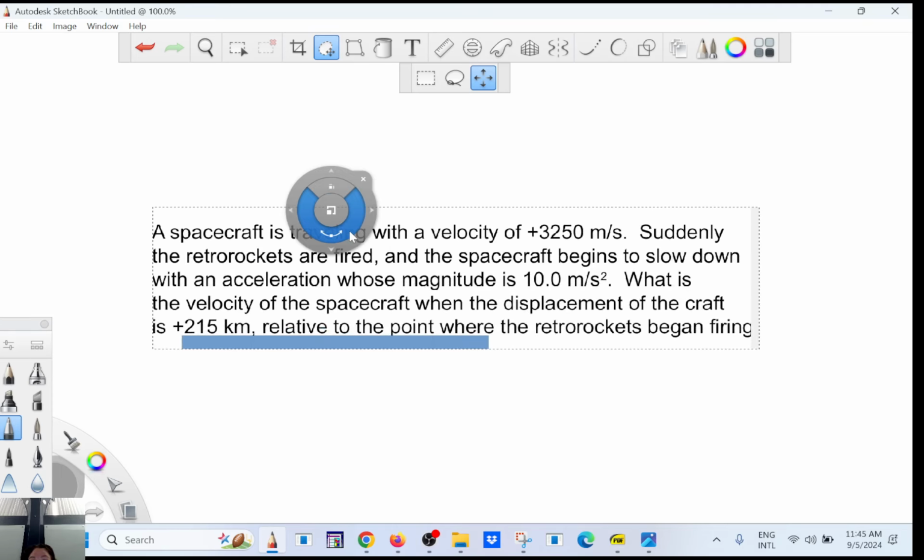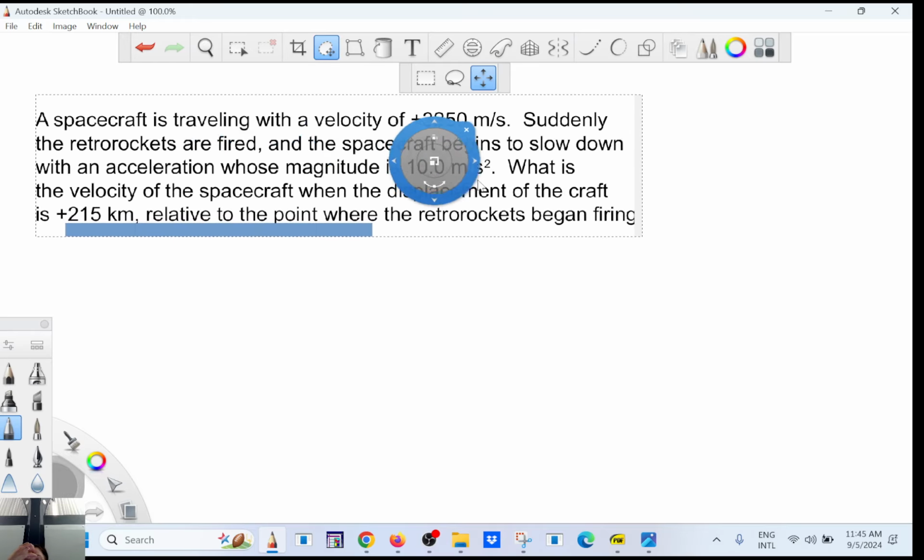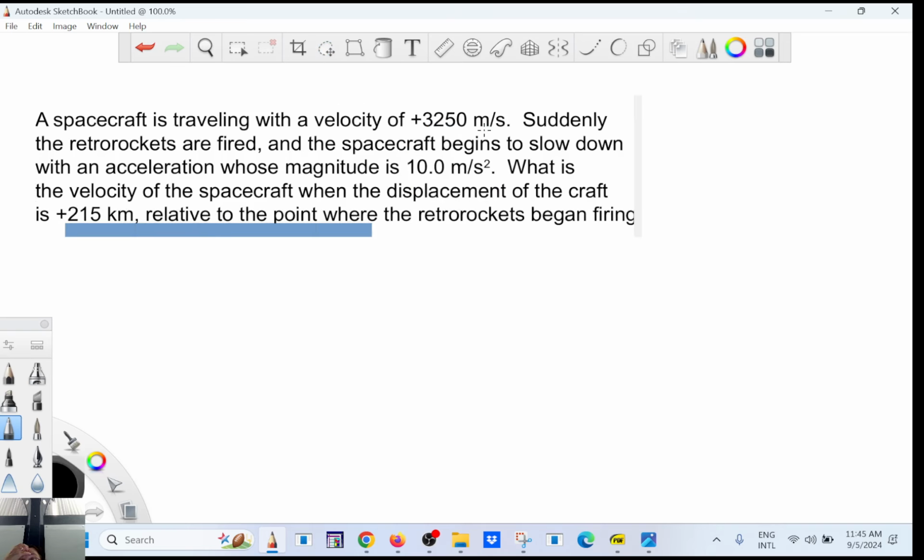I think they want the velocity, not the displacement. Oh yeah, thank you. Velocity. They want the final velocity. Yes, you're right. So they want the final velocity.